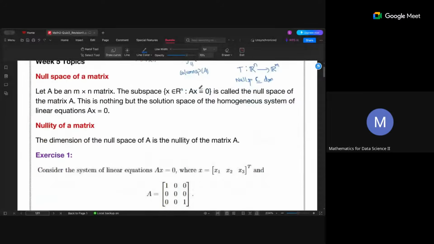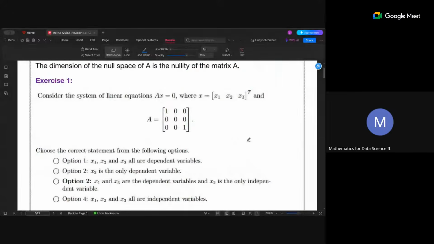So what is the null space? You know that it is the set of all x in Rn such that Ax is equal to 0. The solution of the homogeneous system. And is this always non-empty? Yes, because we always have the 0 vector in this. So this is a non-empty space. In fact, it is a subspace. And the dimension of this particular subspace is called the nullity of the matrix.